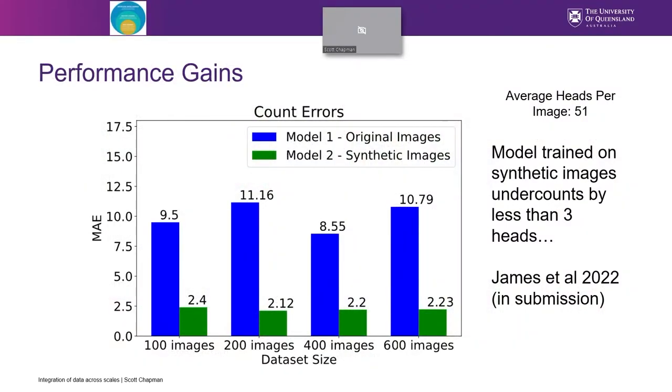And you can see here that we get the precision. These are errors from about 50 heads in an image, so they undercount by 2 or 3 heads. But if you look at when we use the synthetic GAN images, it doesn't matter if you use 600 in your training set or 100 in your training set, you get this huge improvement. Whereas if you use just original images and try to train on the diversity, it's very hard to improve it, even when you put lots of images into the analysis.